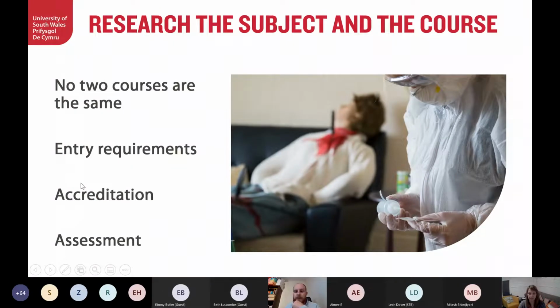So the main thing to focus on is that no two courses are the same, and we're going to focus quite a lot on nursing this evening, and they differ in terms of the different branches of nursing, but obviously look at things like the entry requirements and some of the assessment things.